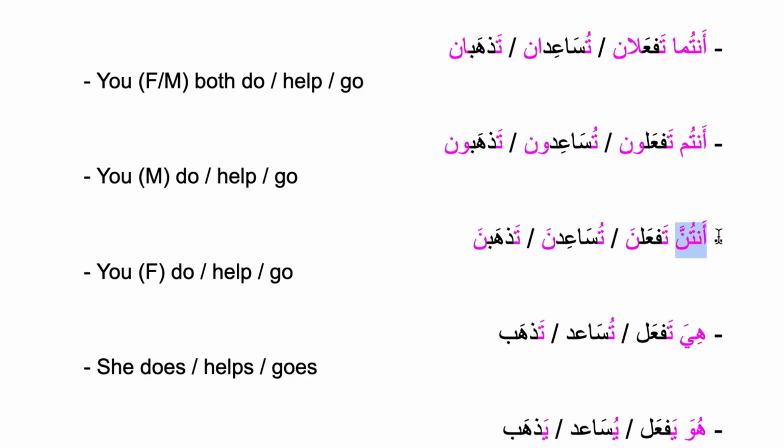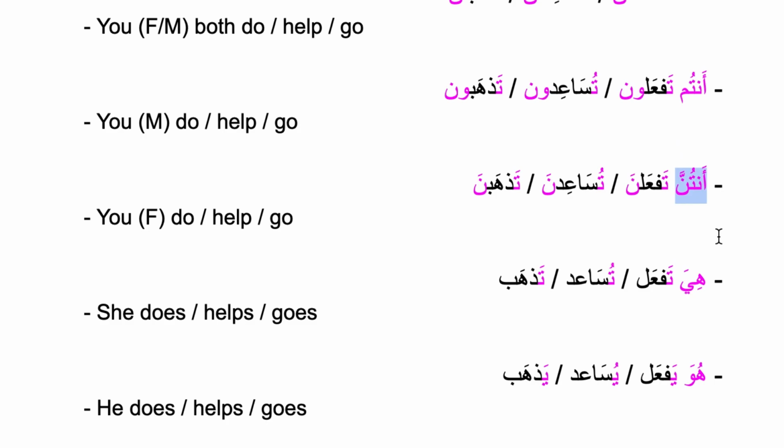The next example, antunna, antunna, and it means also you but plural female. Taf'alna, taf'alna, and it means you do. The prefix of antunna is ta, and the suffix is noon. The second example, tusa'idna, tusa'idna, and it means you help. The third example, tadhhabna, tadhhabna, and it means you go for female.